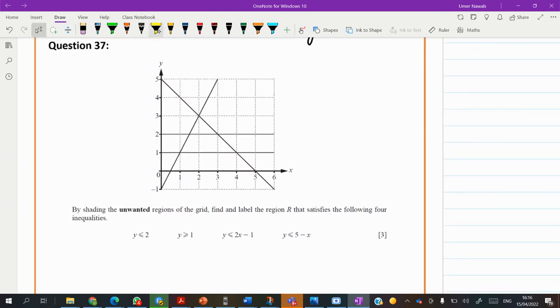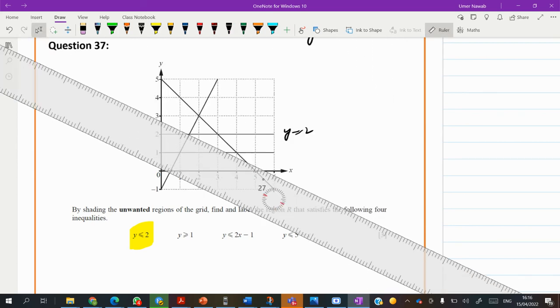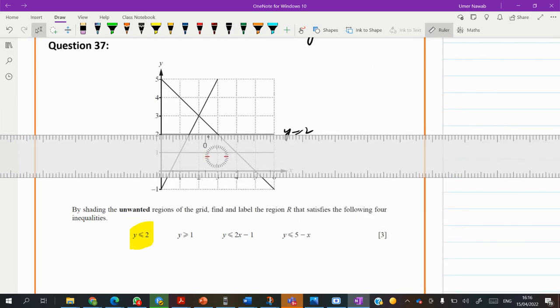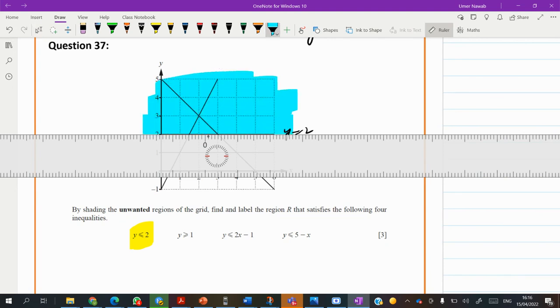Next, he gives you y is equals to 2. This is y equals to 2. So less than or equal to 2 is wanted. Above portion is unwanted. So I'm going to just shade the above portion. Above portion is shaded now.